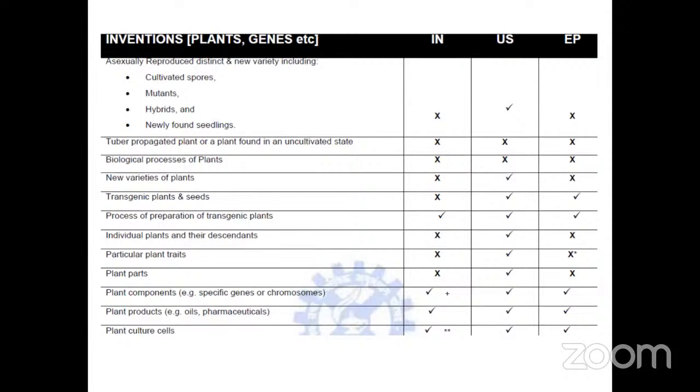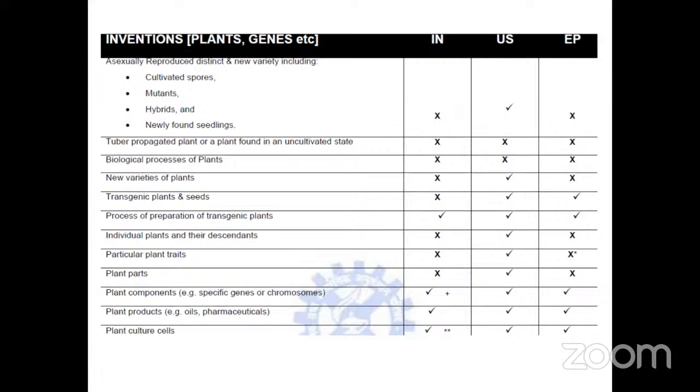In one column, you can see the list of inventions. In the second column, there are countries. IN means India, US means United States, EP means Europe. And in the first column, you can see the different kinds of inventions.